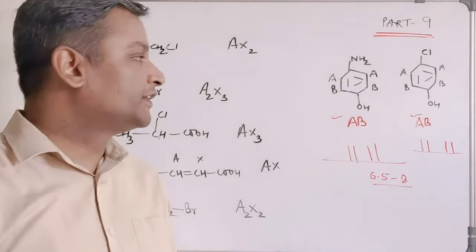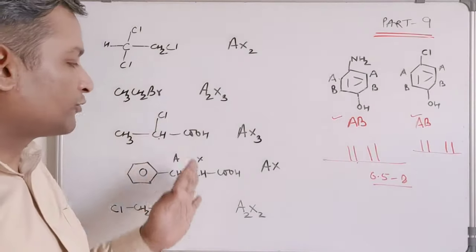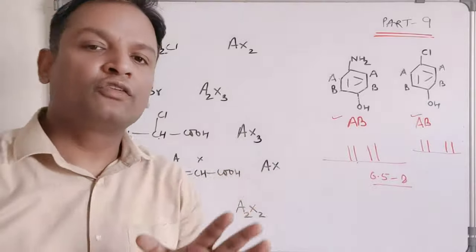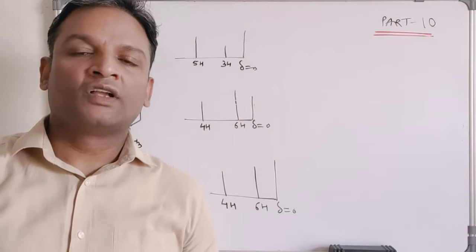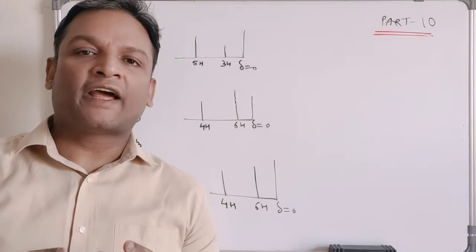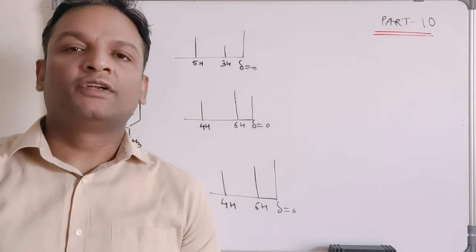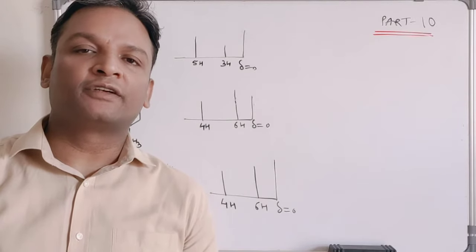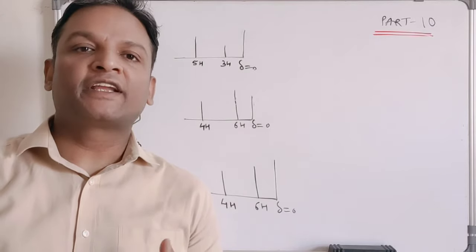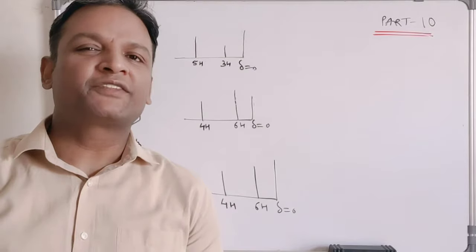So these are called first order type of spectra, and this is called non-first order type of spectra. Now we will discuss NMR spectra of aromatic compounds. We have discussed with aliphatic compounds how they show different types of peaks, what are the different peak patterns. In case of aromatic compounds, we just start with the simplest compound, toluene.